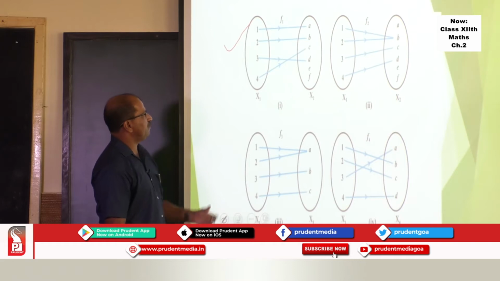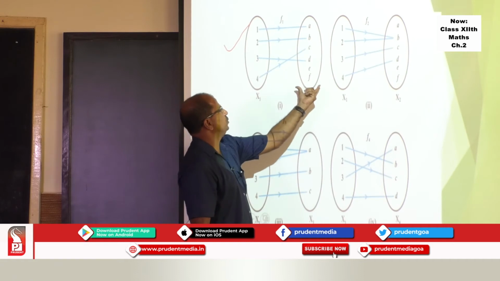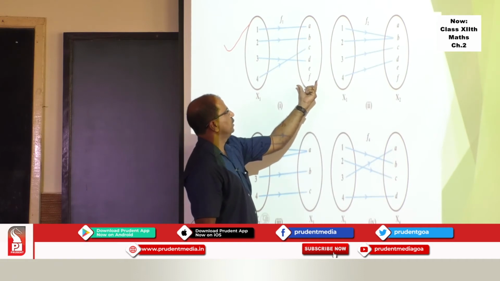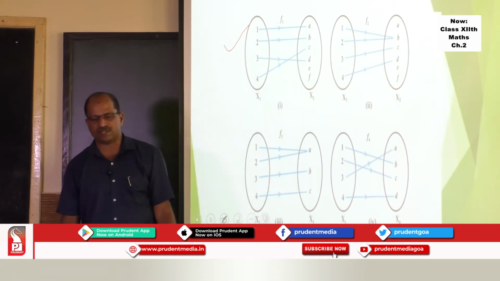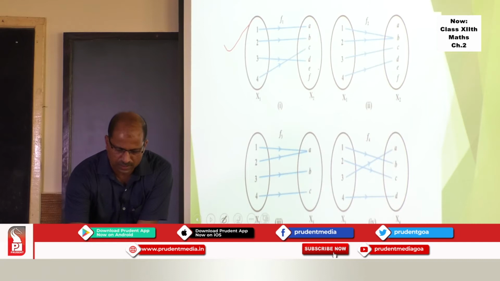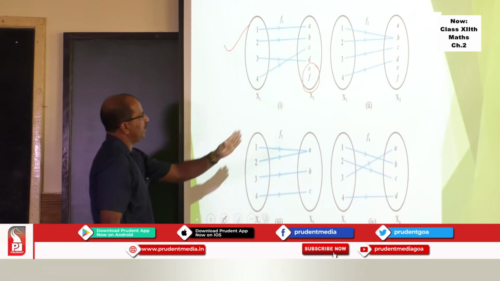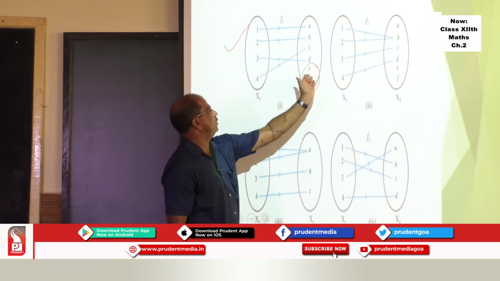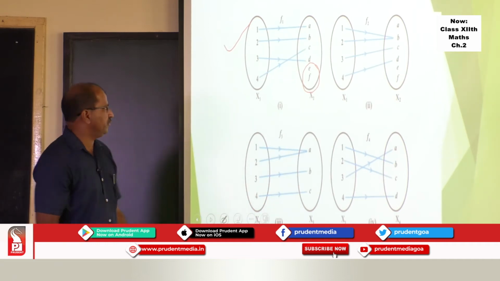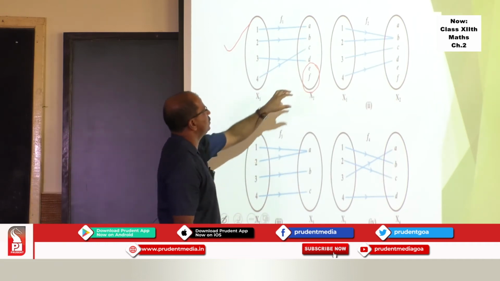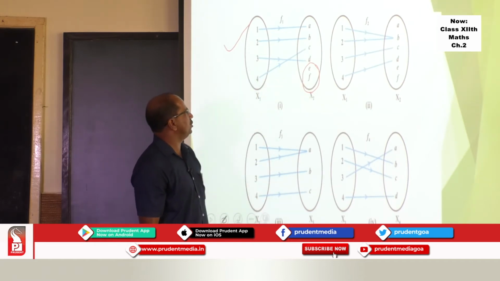Now, let us check whether this is an onto function. Look at this x2 set, which is the codomain set. E and F do not have pre-images. These two elements do not have any correspondence with an element of the first set, that is the domain set. And therefore, this function is not onto. The first function is not onto.